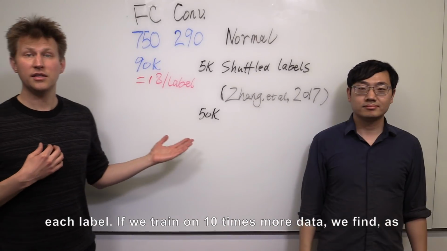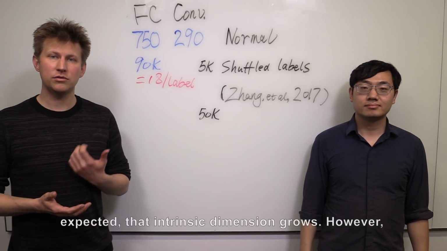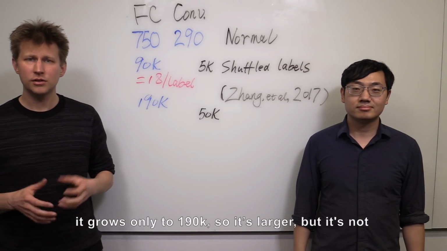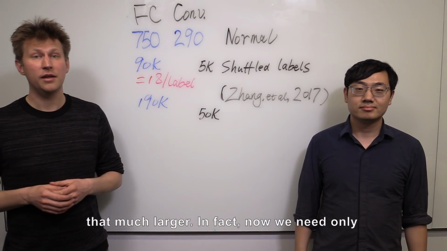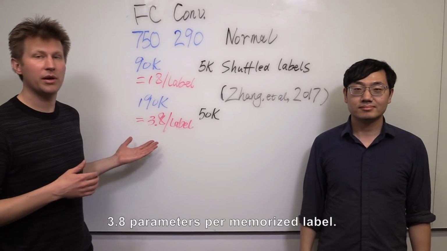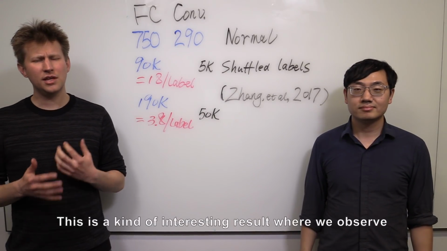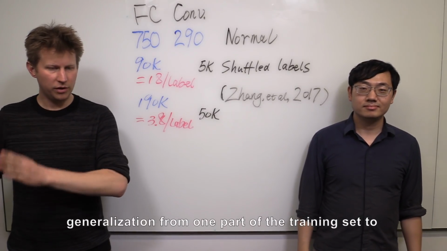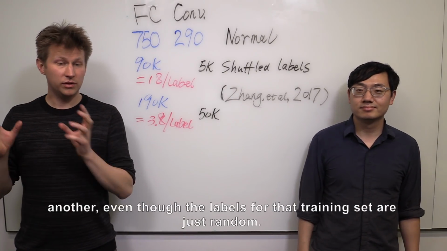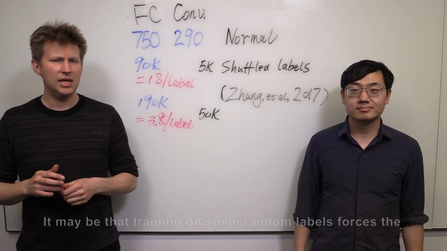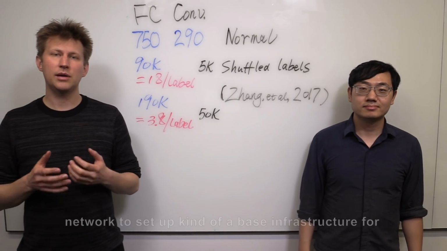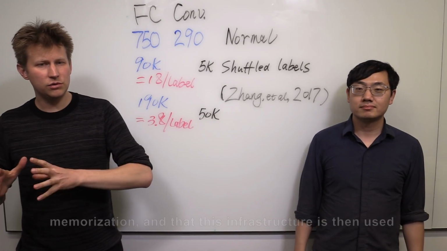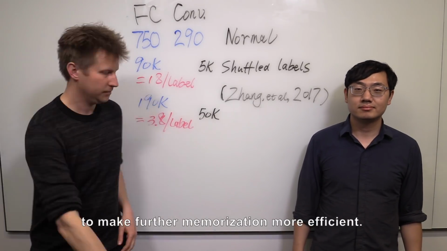If we train on 10 times more data, we find as expected that intrinsic dimension grows. However, it grows only to 190K, so it's larger, but it's not that much larger. In fact, now we need only 3.8 parameters per memorized label. This is kind of an interesting result where we observe something like a generalization, but here it's generalization from one part of the training set to another, even though the labels for that training set are just random. It may be that training on some random labels forces the network to set up kind of a base infrastructure for memorization, and that this infrastructure is then used to make further memorization more efficient.